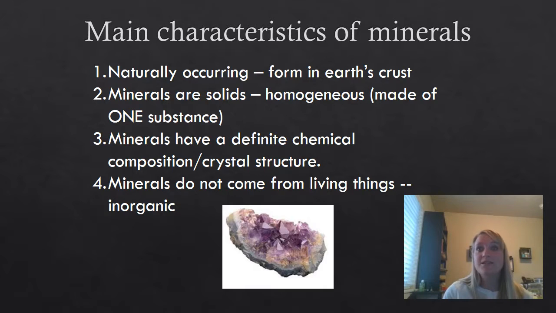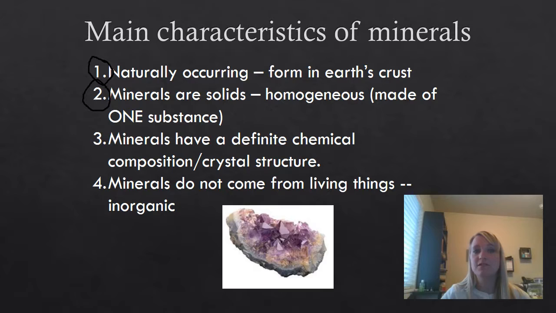All right, these are the main characteristics of a mineral, and I do want you to write these down in your science journal. These are the main important things for you to know about a mineral. Number 1, minerals occur naturally. They form in the Earth's crust. So they're not man-made or anything like that. They're going to form naturally.